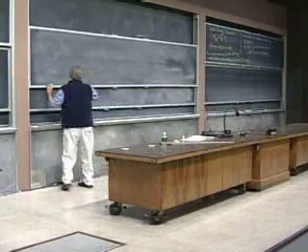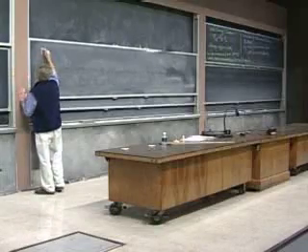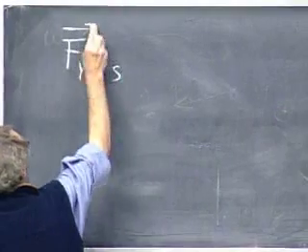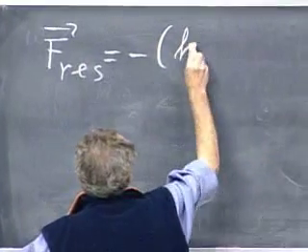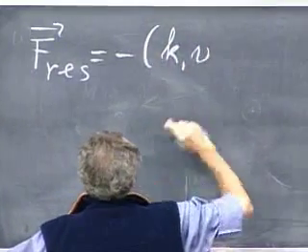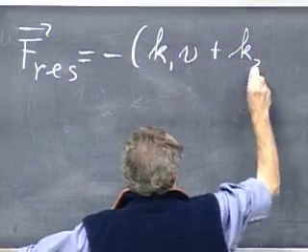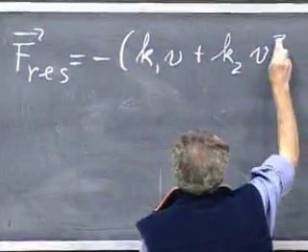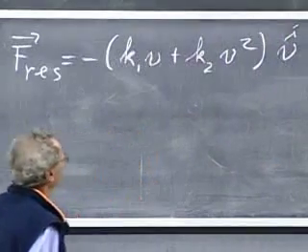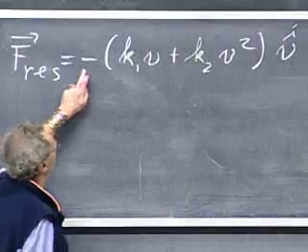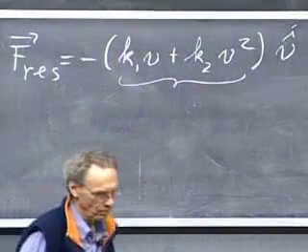If an object moves through a medium, air or a liquid, there is a resistive force which always opposes the velocity. It has two terms, k1 times v, this is the speed, this is always positive, plus k2 times v squared, and this is the unit vector of the velocity. It's always opposing the velocity. So this is the magnitude of the resistive force.